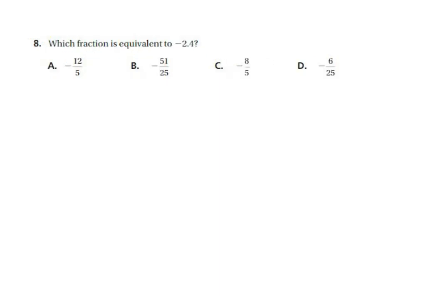Which fraction is equivalent to negative 2.4? So I notice right away they're all positives. So let's change them into mixed numbers. 5 goes into 12 twice with 2 left over. If we multiply by 2 over 2, we get negative 2 4/10. So this one is equivalent to negative 2.4.